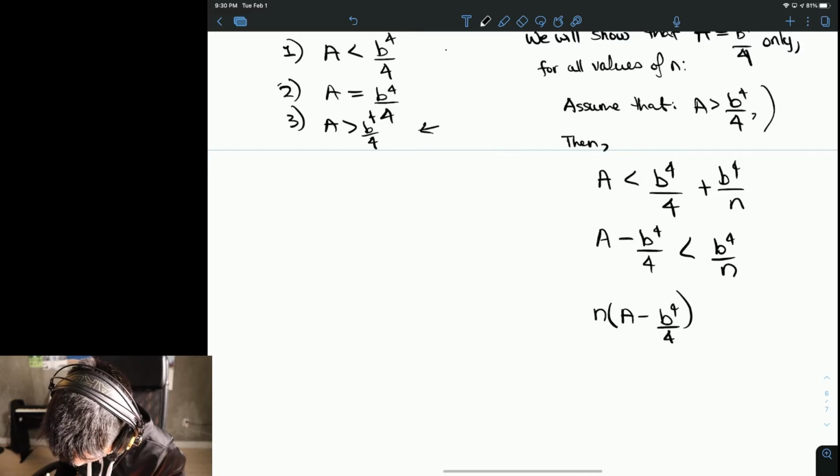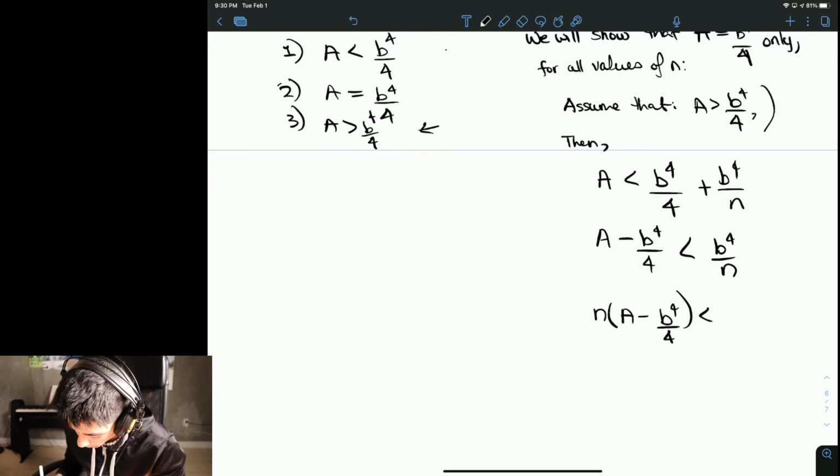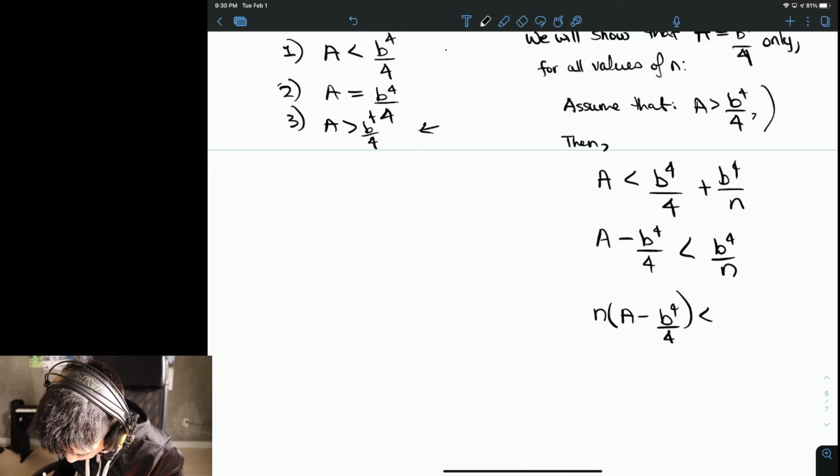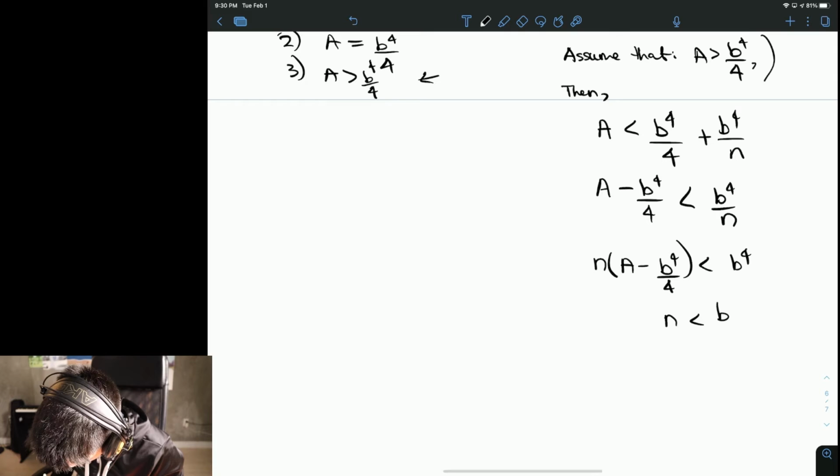This is basically an exact repetition of what I showed in the Archimedes method of exhaustion video for x squared, but this is for x cubed. And then this just becomes b4. And then if we divide both sides by this term right here, we get n is smaller than b4 to the power 4 divided by A minus b4 over 4.